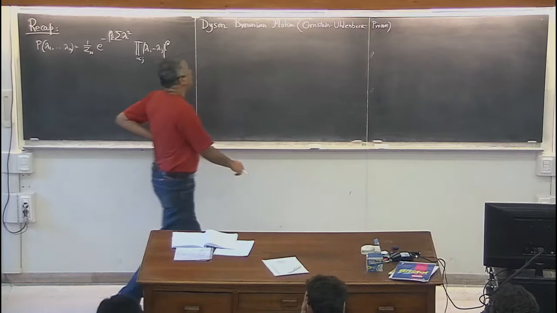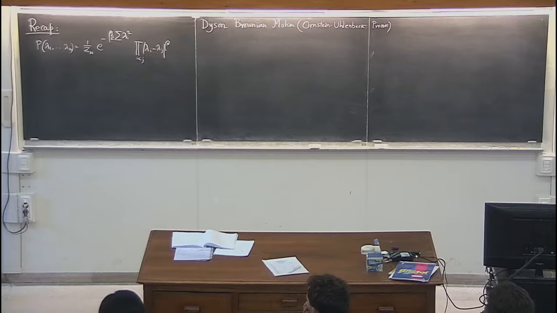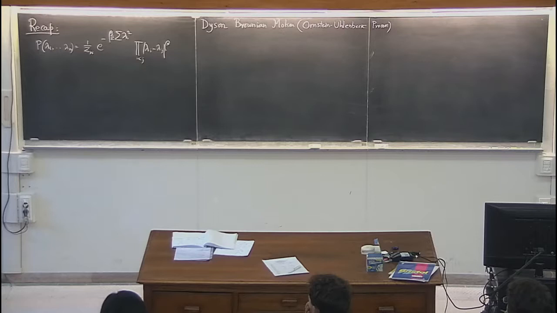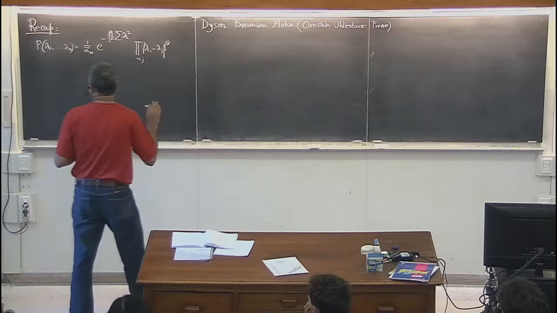This is another alternative way to arrive at the same result, which is physically more transparent, but also it will tie up with what Herbert was talking about, namely the connection to non-intersecting Brownian motion and these lines of ensembles and free fermions and so on. So I want to discuss this in detail today.